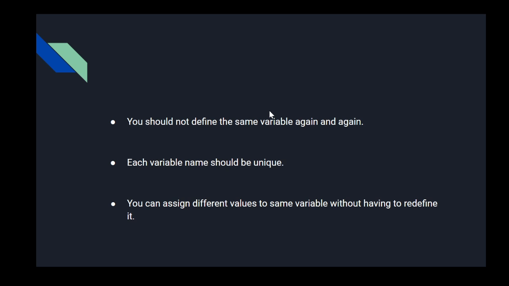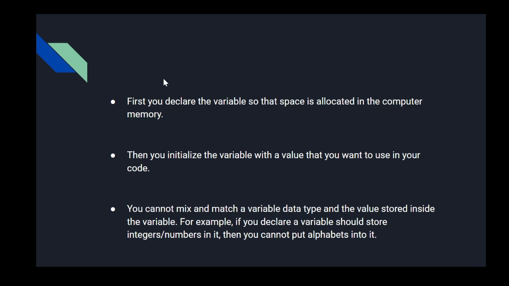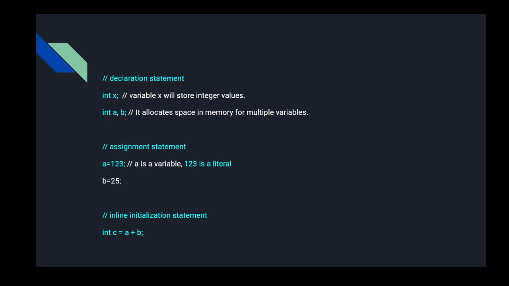You should not define the same variable again and again. Each variable name should be unique, which means if it's the same variable, it will not work if it has different meanings. First, you need to declare the variable so that the space is allocated in the computer memory. Then you initialize the variable with a value that you want to use in your code. You cannot mix and match a variable's data type and the value stored inside the variable. For example, if you declare a variable to store integers, you cannot put alphabets like A, B, C, D into it.